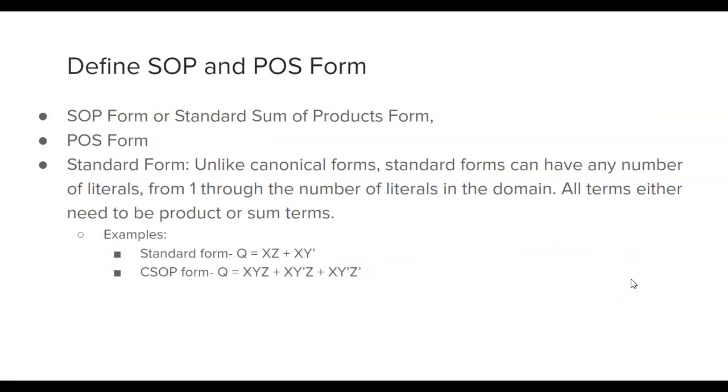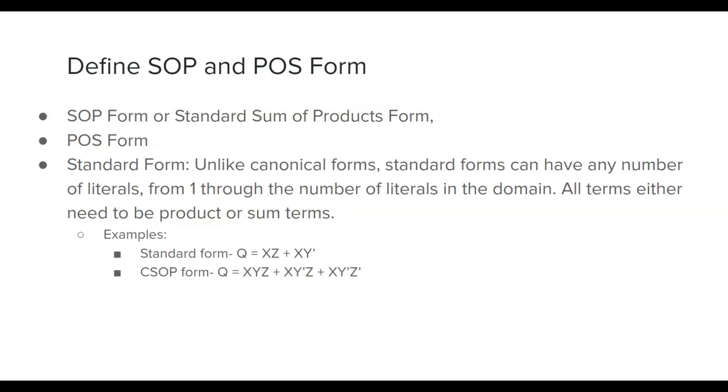Kind of going into SOP and POS form, we first have to talk about standard form. Standard form, it's much more simple than canonical forms. Really, we've just reduced and simplified the equation using Boolean algebra, and it takes away a couple of the variables as well. Really, this is more readable, and it's also easier to transfer it to a circuit as opposed to reading it straight from the truth table.